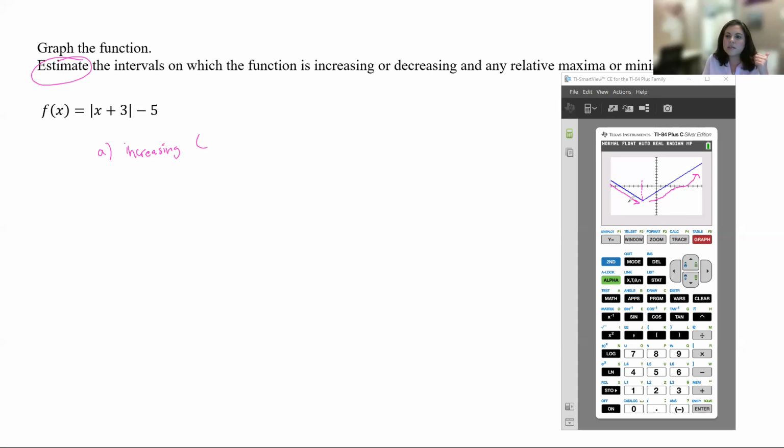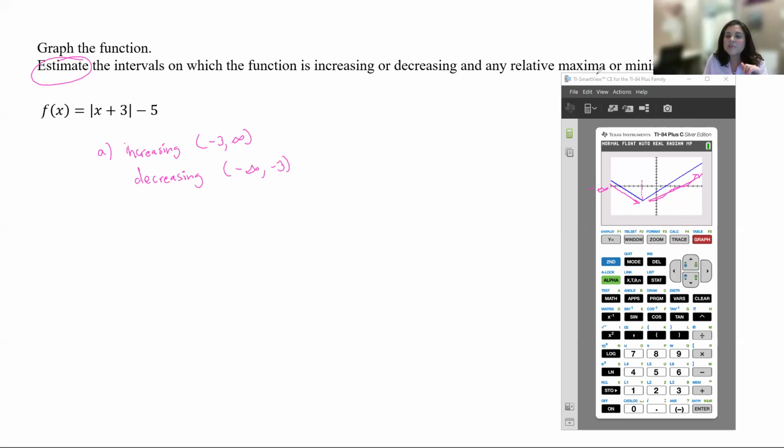So our graph is increasing from x equals -3 to positive infinity. So all the way for the rest of the x values. It is decreasing from -infinity to x equals -3. So again, to the left, it's decreasing for the entire function values up until x equals -3.